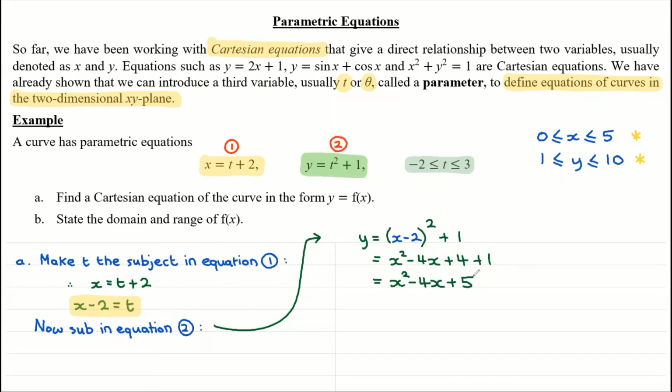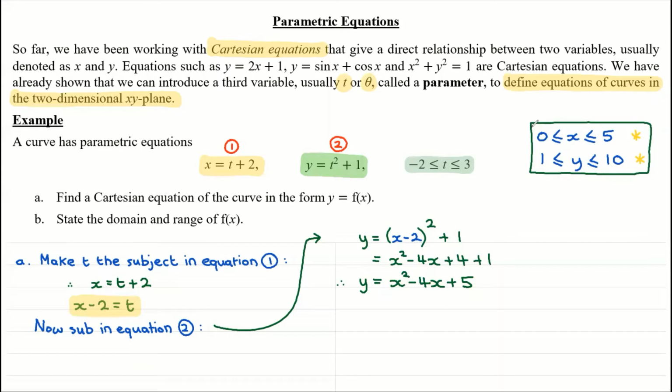So we have the Cartesian form. y equals f of x, so y equals all that. So that's good. That's part A done. It's literally that simple. It's basically just substitution. Now for part B, it says state the domain and the range of f of x. Well, I could just say, here they are. I've written them out already, but we're not going to do that. We're going to look at how to find the domain and range purely from what's presented in front of us.